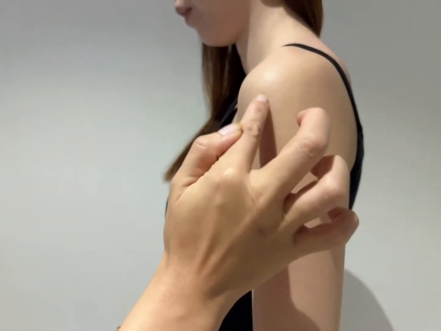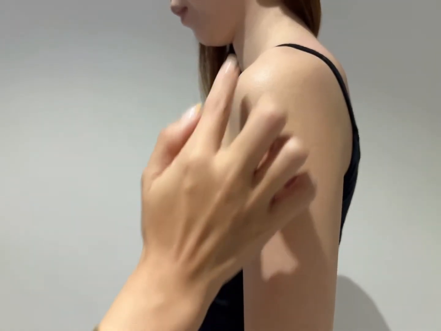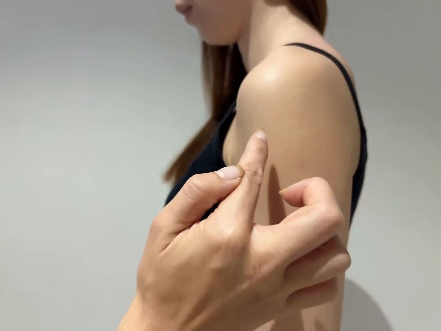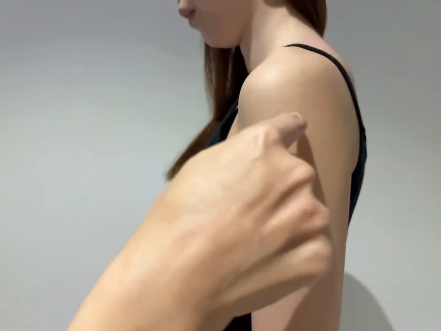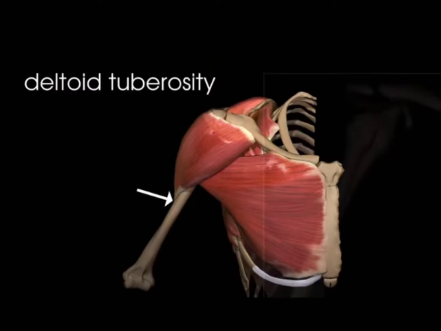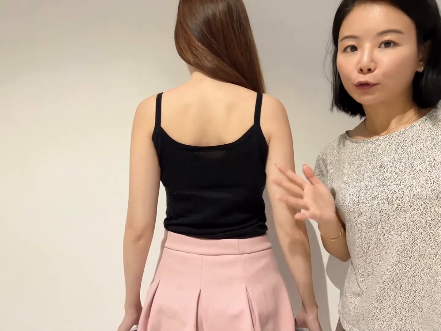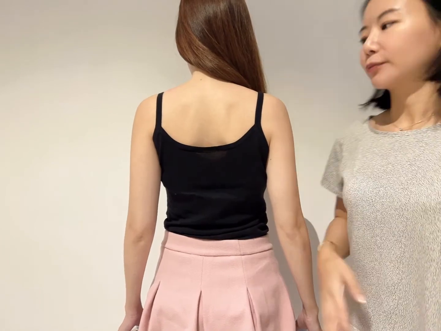The fibers of the deltoid muscle converge to form a short tendon which inserts onto the deltoid tubercle or deltoid tuberosity on the lateral aspect of the humerus. So, you will ask how to use this muscle for some exercise. Let me give you an example.